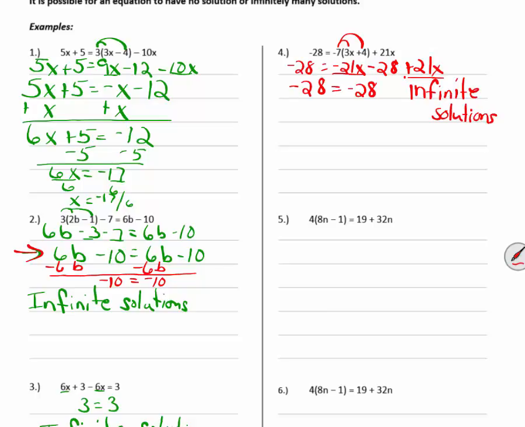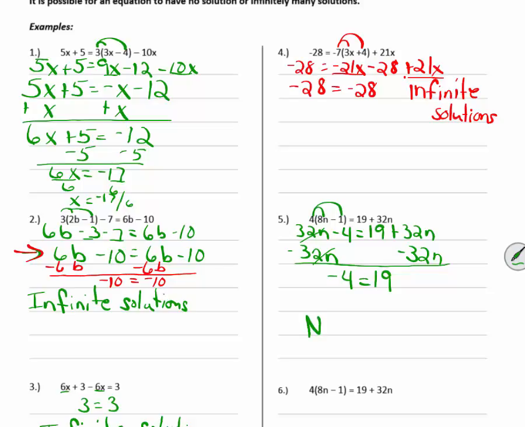Okay, next problem. So we're going to multiply through by my 4. So we're going to have 32n minus 4 equals 19 plus 32n. Now I'm going to bring my 32n's over. So this time, we end up with negative 4 equals 19. Well, that is a false statement, which means this problem has no solution.